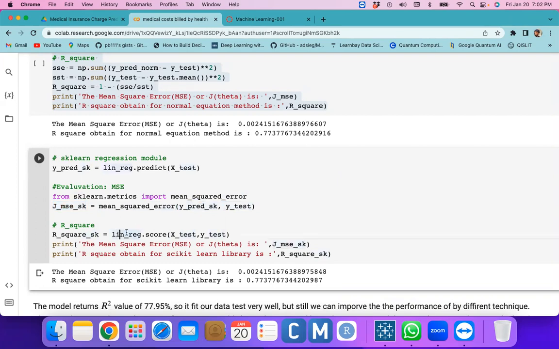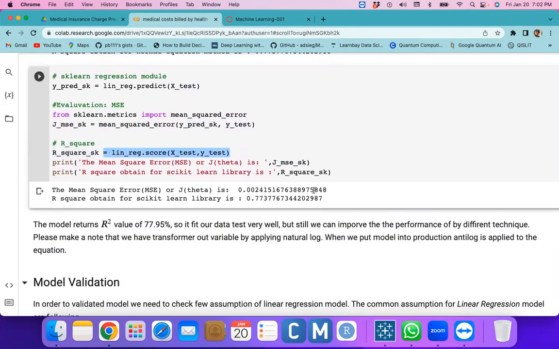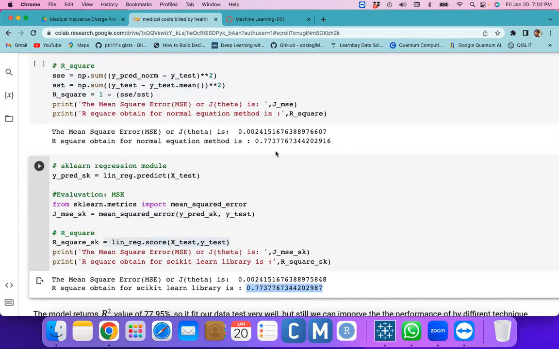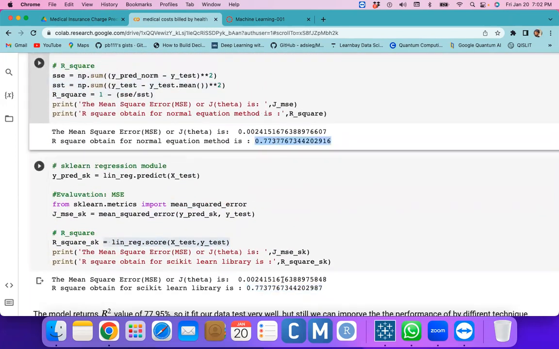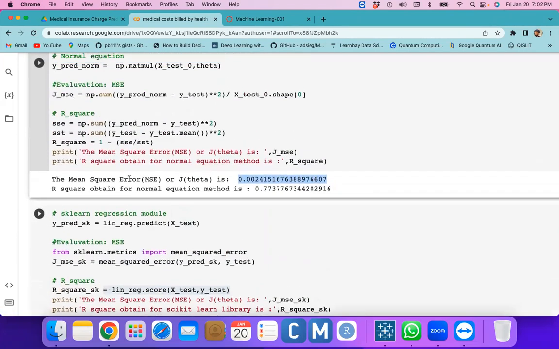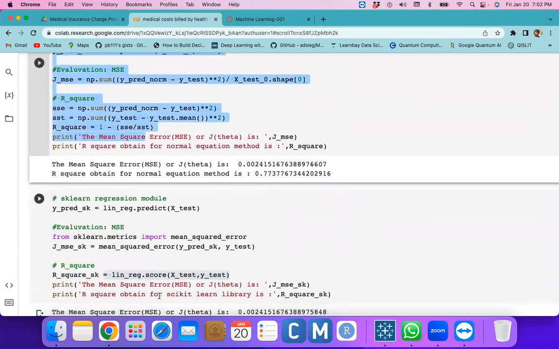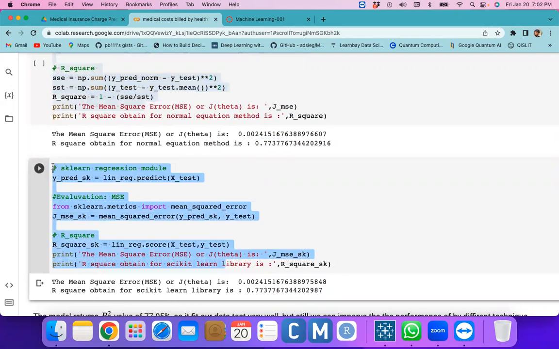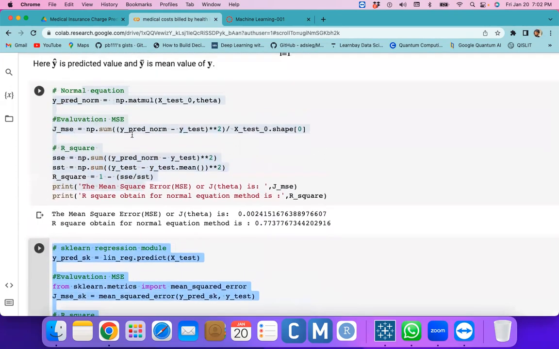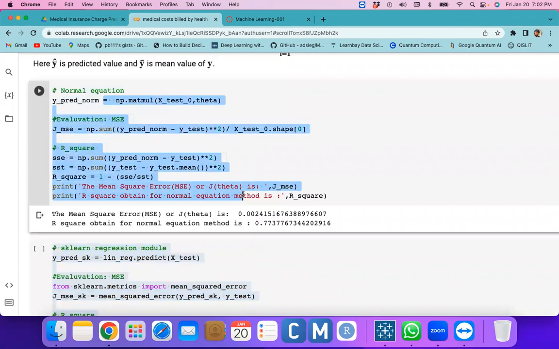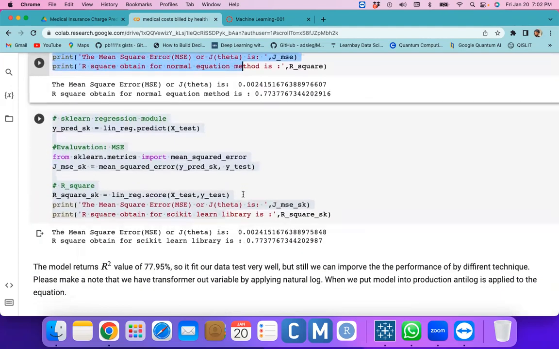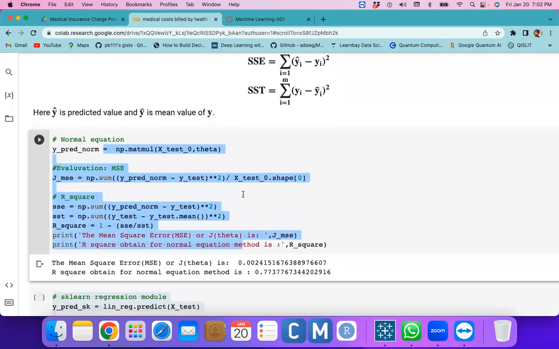And if you want to get the R score, then we have a score function. Simply we provide x test and y test, then you will be getting that R score value. This R square value, is it the same as what we are getting here, yes or no? And this mean square error value, is it equal to this one or not? Both are the same, but here we are using the predefined functions, while here we implemented our own functions. Okay, clear?